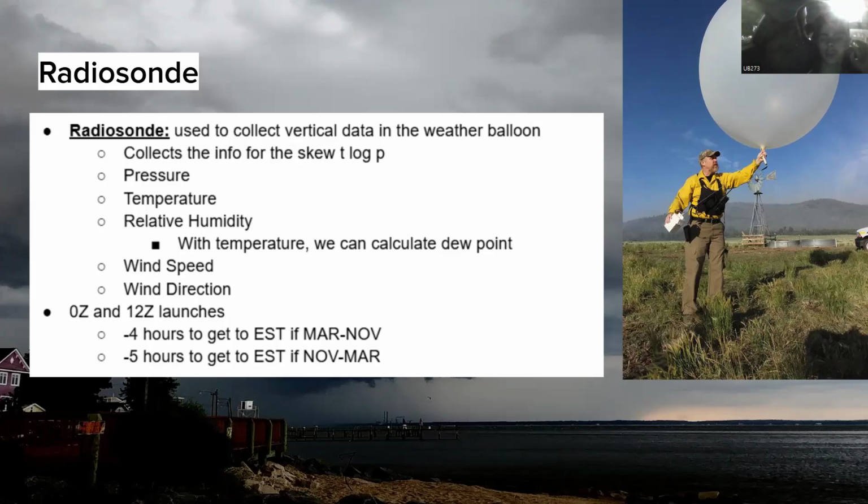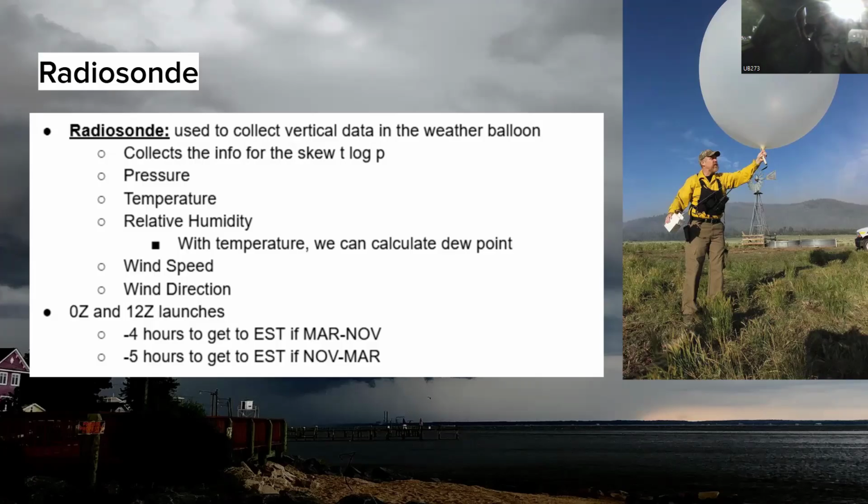And what it records is pressure, temperature, and relative humidity. Since we also know the temperature, those two combined help us know the dew point. So it doesn't detect dew point on its own, but you can calculate dew point from the relative humidity and temperature. Review the last lesson if you don't remember how that is. It also can detect wind speed and wind direction.